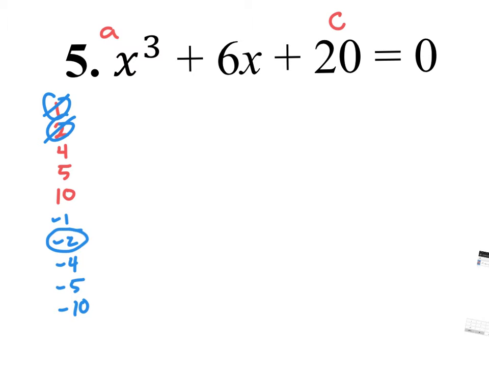Okay, so what we're going to do is use that answer, -2. Then we're going to make a list of the coefficients. We have 1 as a coefficient of x to the third.